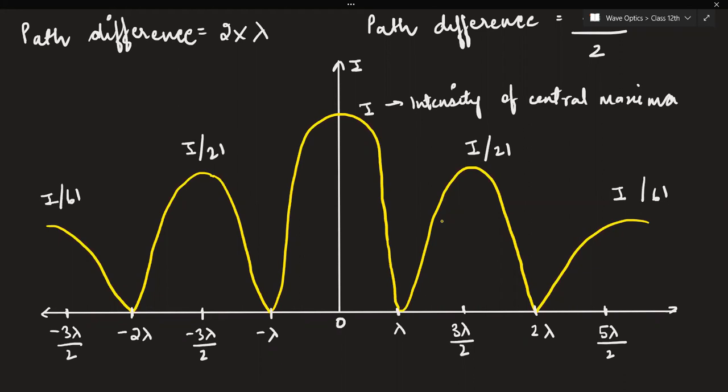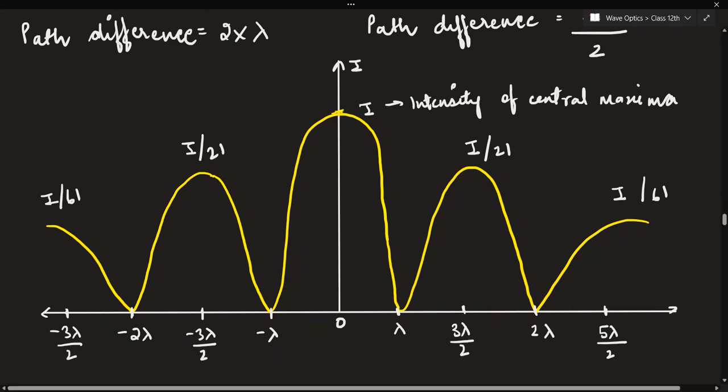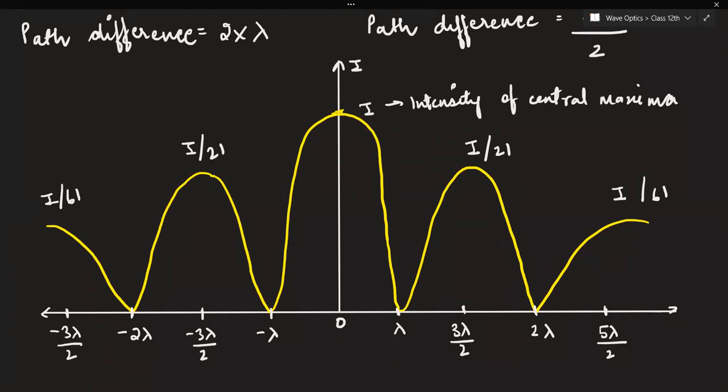So for what points? Lambda, 3 lambda by 2, 2 lambda, 5 lambda by 2. This is the highest intensity of the central maxima, right? Lambda is minima. That's why it is back to 0. Then increasing a bit, decreased intensity, though it has increased from the minima to 3 lambda by 2. Then 2 lambda shows that again minima is 0. Same thing like this, the graph will go on decreasing.